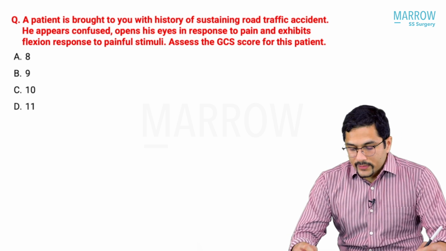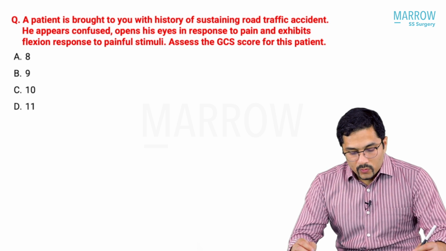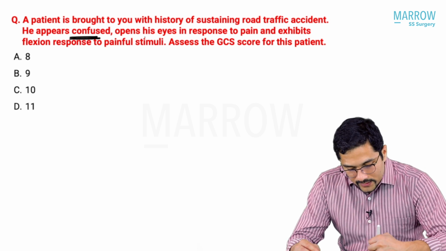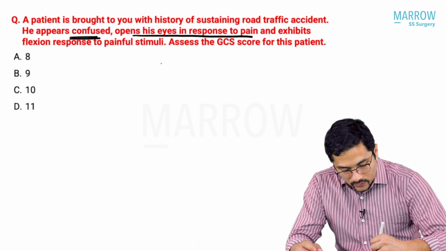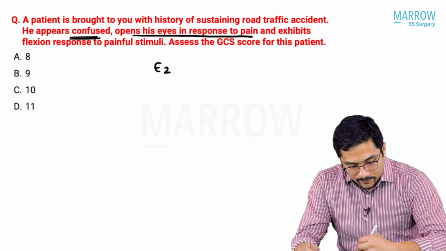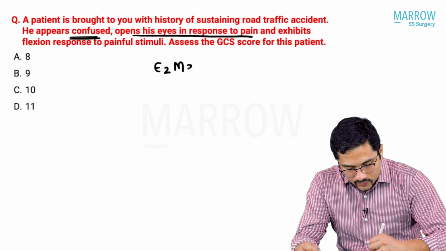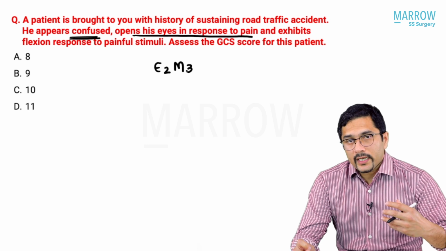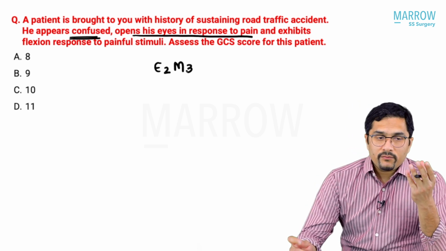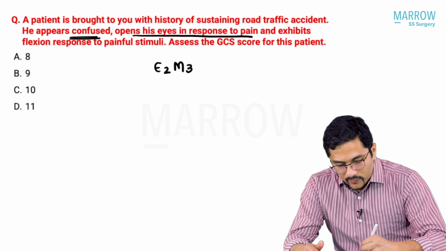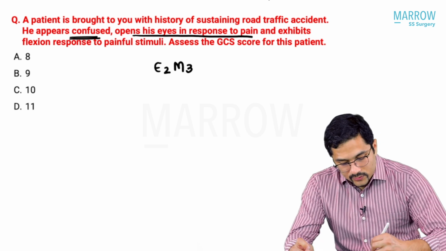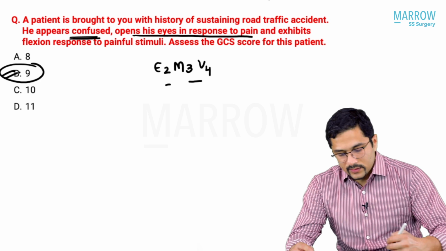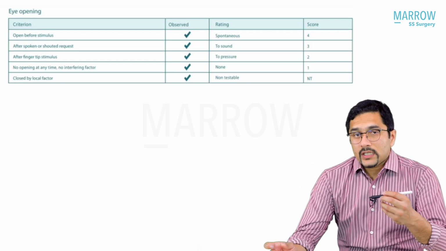Again, Glasgow Coma score is also very important for the exam. You have a patient who sustained a road traffic accident. He appears confused, opens his eyes in response to pain. So, E2, exhibits flexion response. So, M3, and there's confused speech, right? V5 we know is normal speech, V4 is when the patient is confused. So V4, so 9 is the score here. Score is 9.